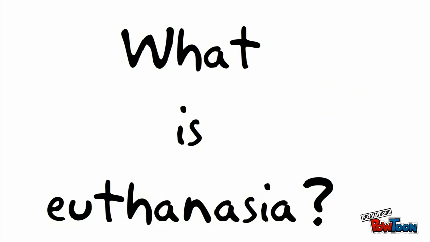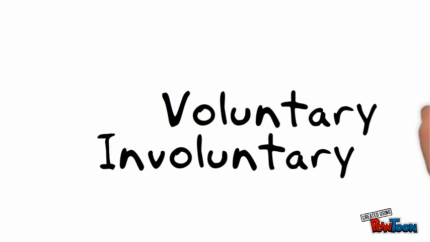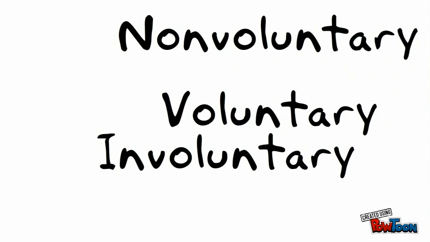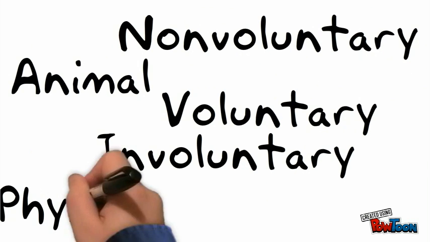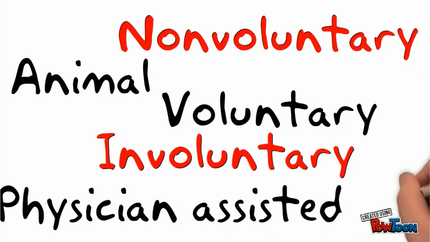Euthanasia can be classified as passive or active and has many different forms. Today, we're going to focus on the meaning and the differences between non-voluntary, involuntary, and voluntary euthanasia.